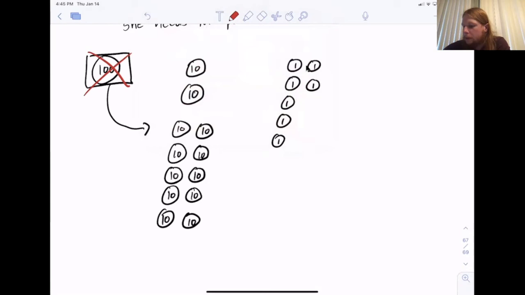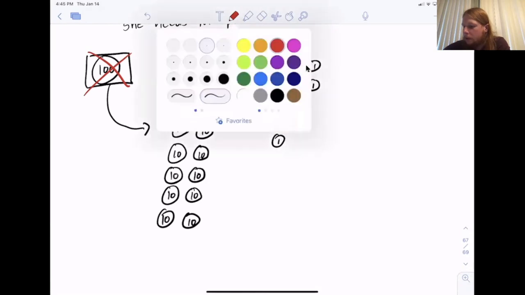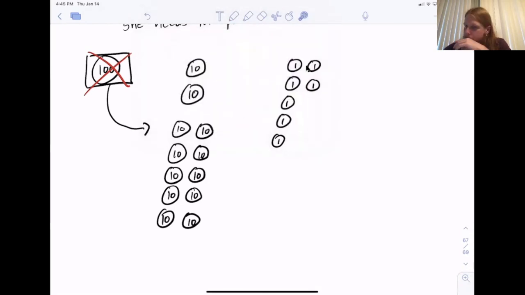Now, if each pencil box is 10, all we have to do is count our numbers, and then we'll be able to find how many boxes we need. So we have 10 pencils, 1 pencil box, 2 pencil boxes, 3, 4, 5, 6, 7, 8, 9, 10, 11, 12 pencil boxes. So we have 12 full pencil boxes we need.